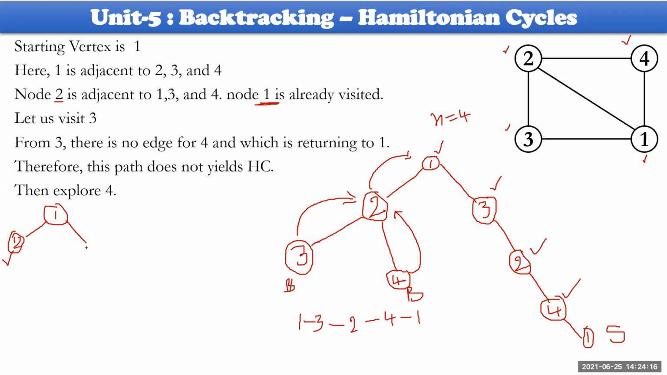If I would go for 4, yes, 4 will be adjacent to both 1 and 2. So 1 is already visited, therefore we'll go for 2. So 2 is adjacent to all: 1, 4 and 3. But 1 and 4 are already visited. So I'd like to go for 3.